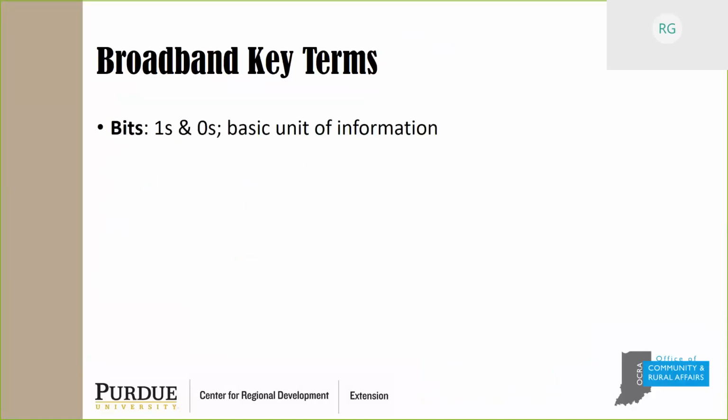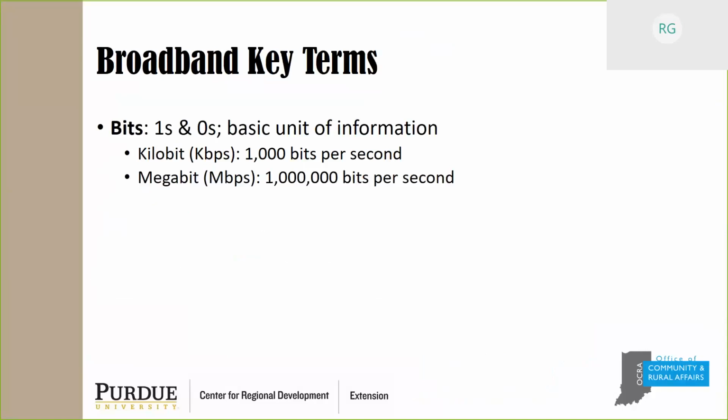So the first one is obviously bits, the ones and zeros. It's the baseline of every digital thing. It's the basic unit of information, right? A kilobit is 1,000 bits per second, right? A megabit is 1 million bits per second, and then a gigabit is 1 billion bits per second.